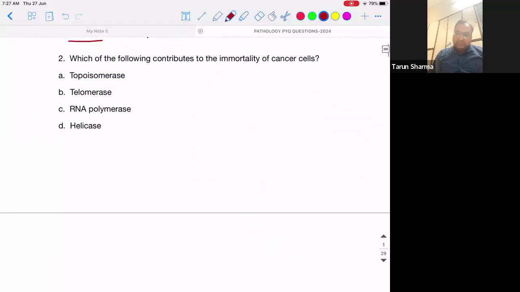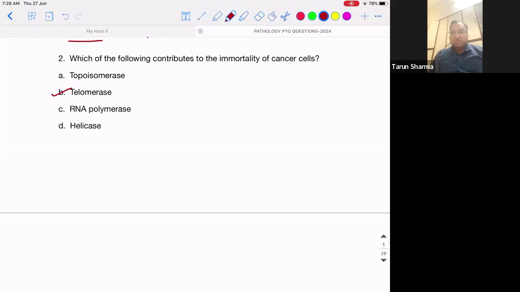The next question is from general pathology. Which of the following contributes to immortality of the cancer cells? This is a question based on cancer pathology. The options are: option A, topoisomerase; option B, telomerase; option C, RNA polymerase; and option D, helicase. The one thing common to all the options is that they belong to the enzyme category. So there must be some enzyme responsible for the immortality of cancer cells. What is the correct answer? The correct answer is telomerase.